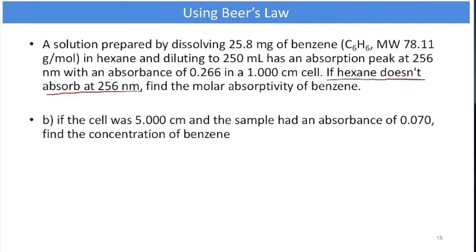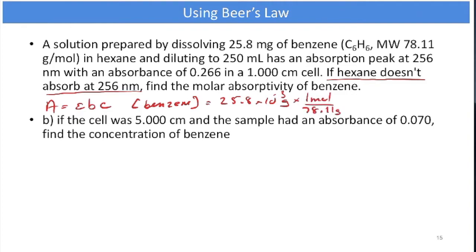So we know that we're going to be using Beer's law, A equals epsilon BC, and this question is asking us to find what epsilon is. So how do we do that using this equation? Well, first of all, we're given an absorbance, so we're fine there. We're given a path length, B, of 1 centimeter, so we're good. The only thing we're not given is a concentration, but we're given a mass and a molar mass, so we can determine what the concentration of benzene is in that particular sample. So the concentration of benzene equals 25.8 milligrams, which is 25.8 times 10 to the minus 3 grams, divided by the molar mass. That gives us moles, and if we divide that by the volume, that gives us a concentration, which ends up being 1.32 times 10 to the minus 3 molar.